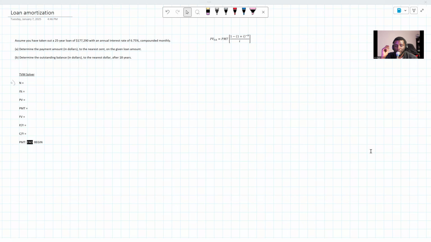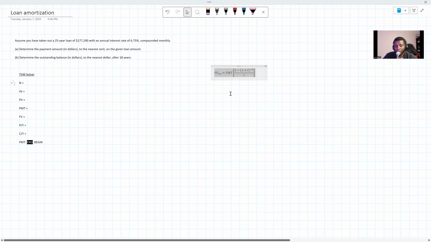There are two ways to do it. The fast way, and usually what would be expected of you, would be to solve it using the TVM solver, which you would usually find in most TI systems. So your TI-83, 84, 89, which is not as common these days, and also the TI-Nspire. And another way you can do it, for those who do not have a TI calculator, is just to use the formula for the present value of an ordinary annuity.